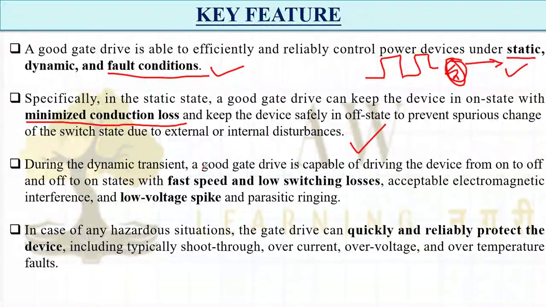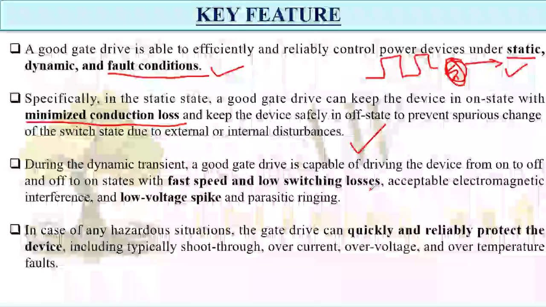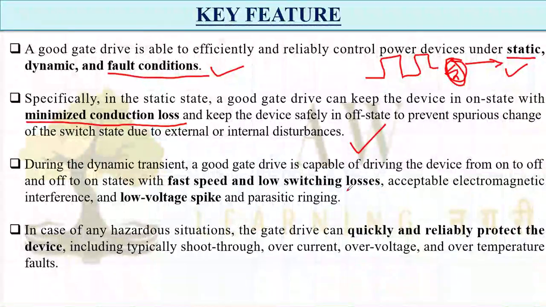During the dynamic transient, a good gate drive is capable of driving the device from on to off and off to on state with fast speed and low switching losses. Okay, so switching losses should be less, and this should happen very fast. Acceptable electromagnetic interference, low voltage spikes and low parasitic ringing. So this is also an important feature.